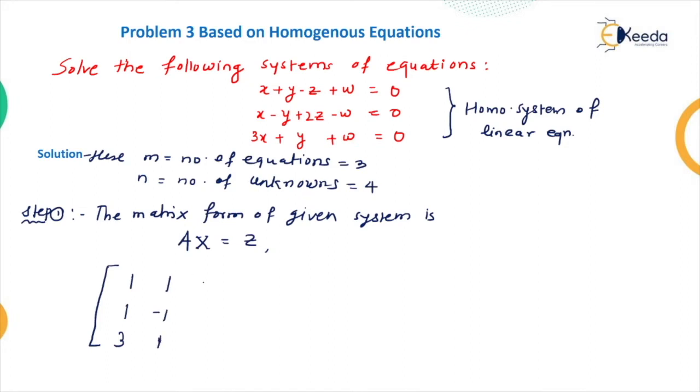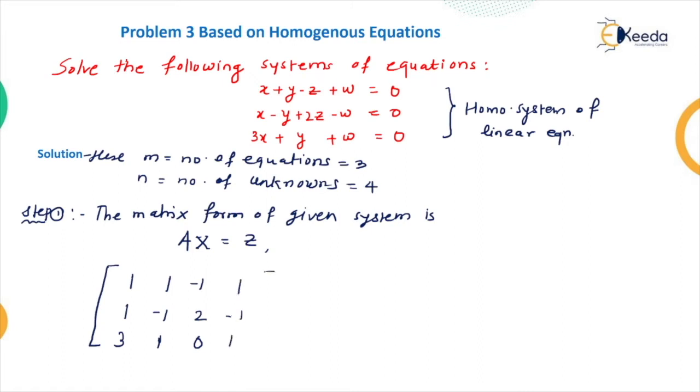Now observe the coefficient of z. In the first equation it is -1, in the second equation it is 2, and in the third equation the z term is absent, so I take 0. If any term is absent, you must take its coefficient as 0 for simplification. The coefficients of w in the 3 equations are 1, -1, 1.